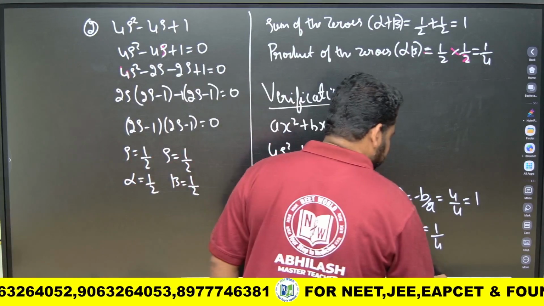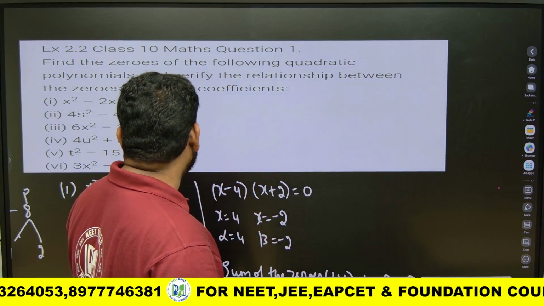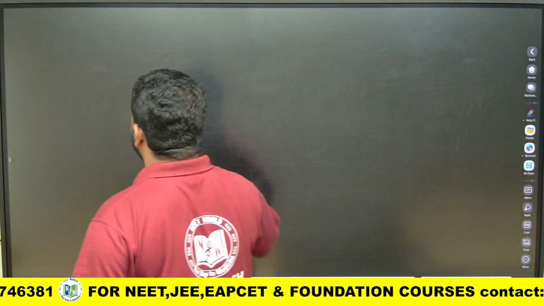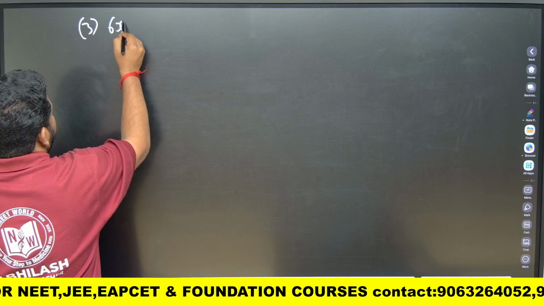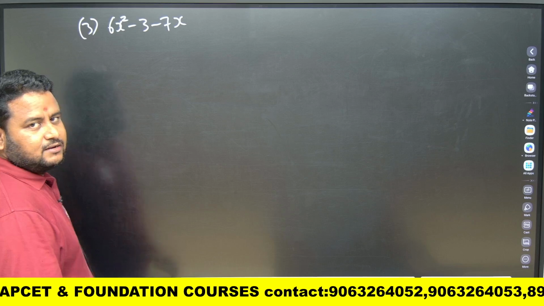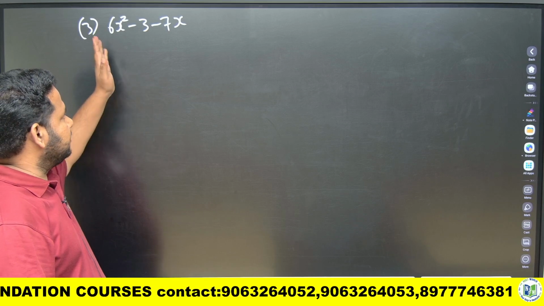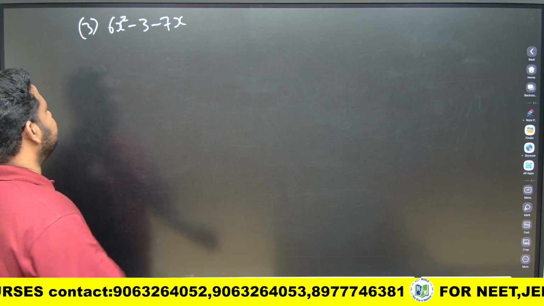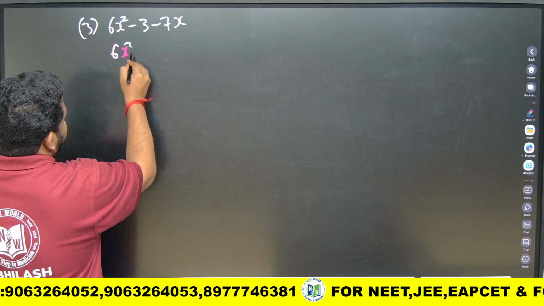Let us go to the next question. Let us see what the next question is. It is 6x square minus 3 minus 7x. This is the question, but you have to bring it to standard form. This is not in the standard form. You have to bring it to the form of ax square plus bx plus c. So that means I should write it as 6x square.